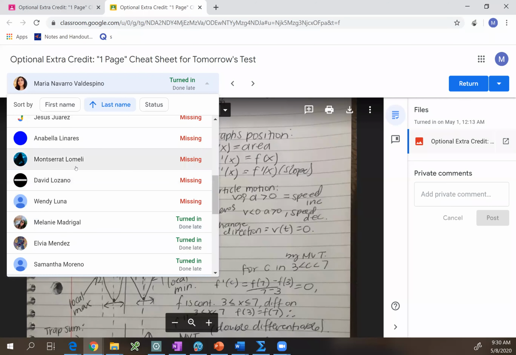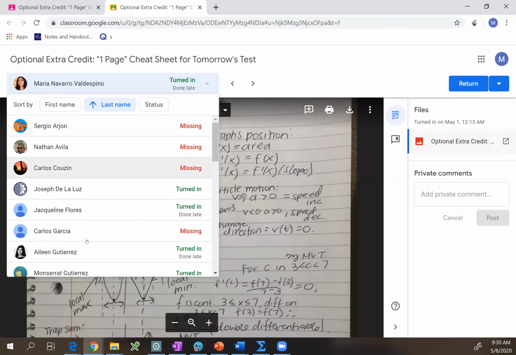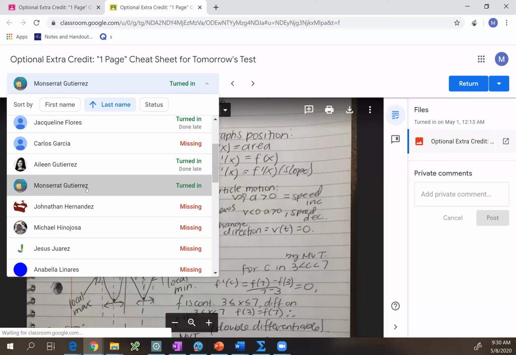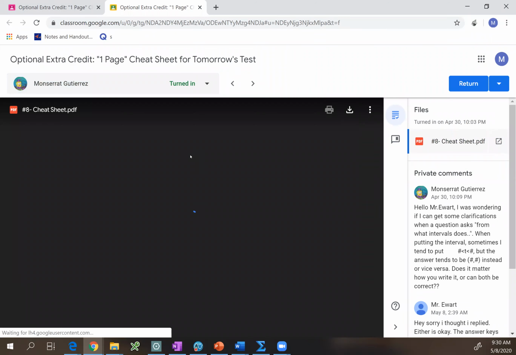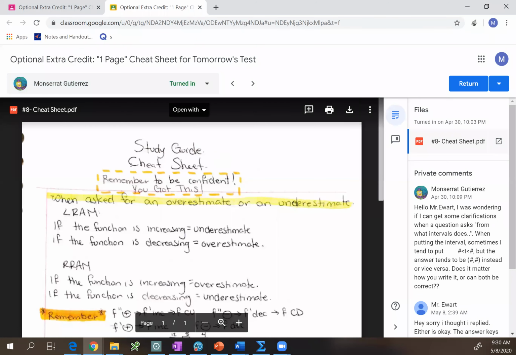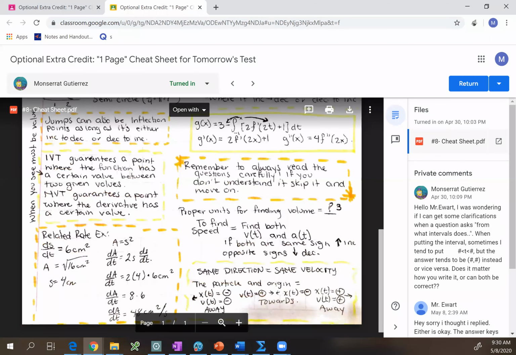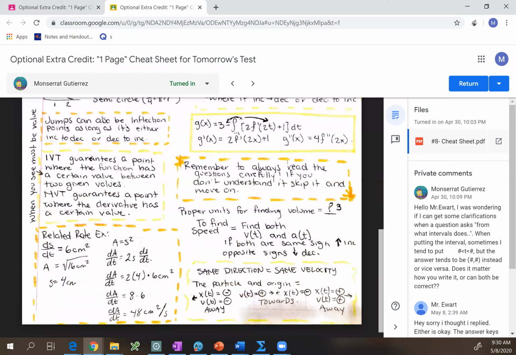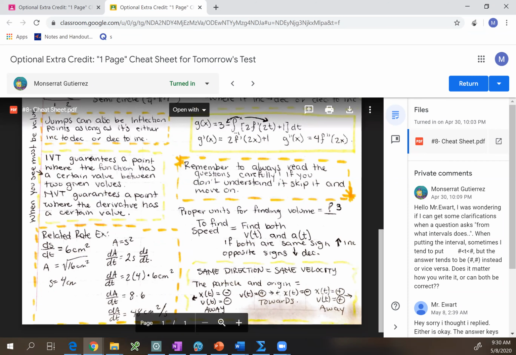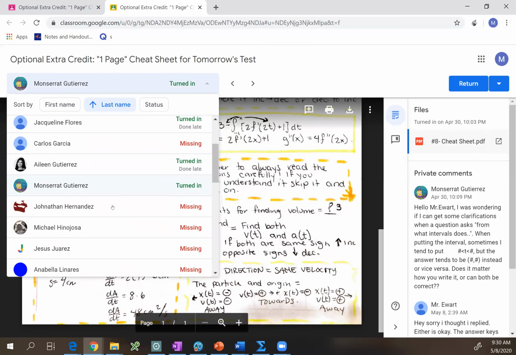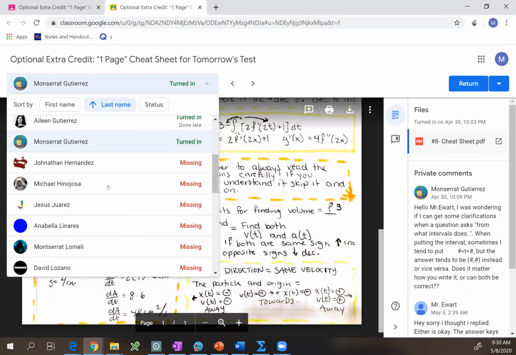And the other thing, which can be helpful and cool, is that Monse said, remember to be confident, you got this, as notes for herself. Like remember to always read questions carefully, and if you don't understand them, to skip them. A lot of you guys did this too, so it wasn't just her.